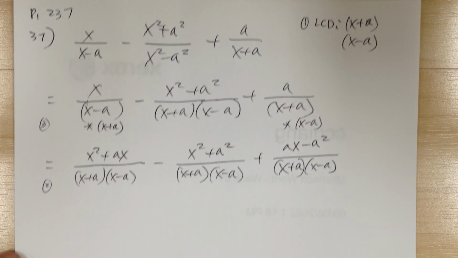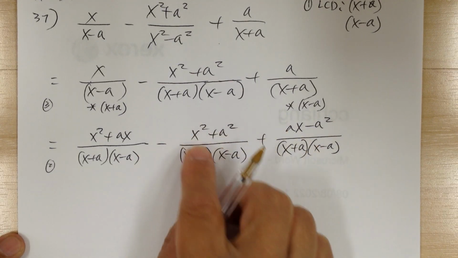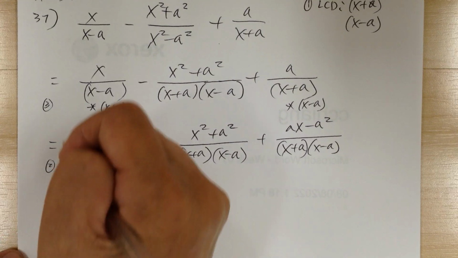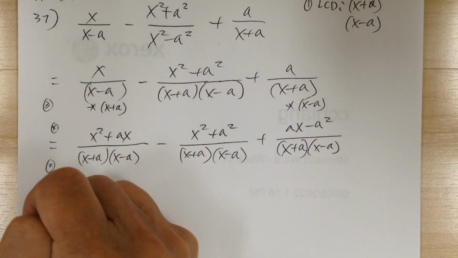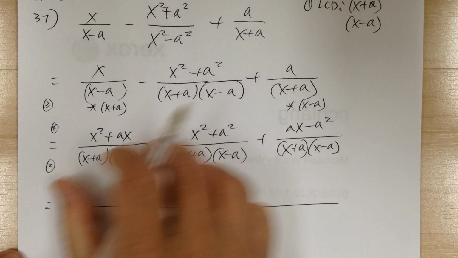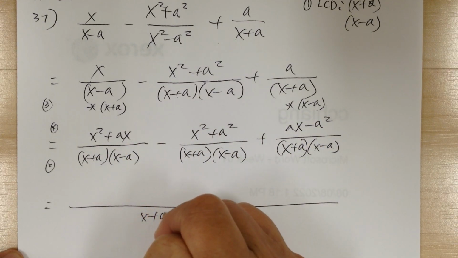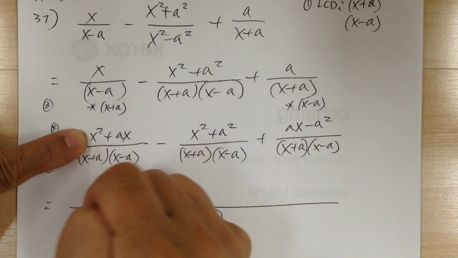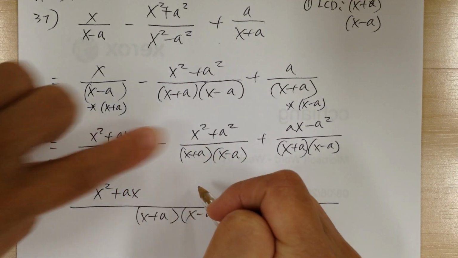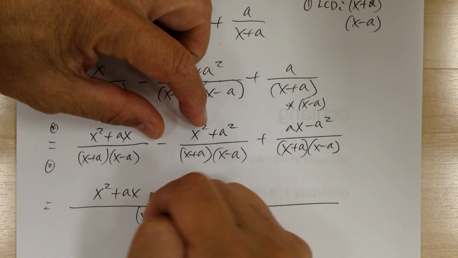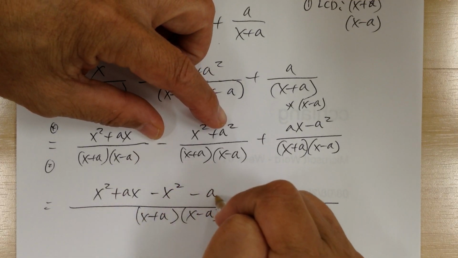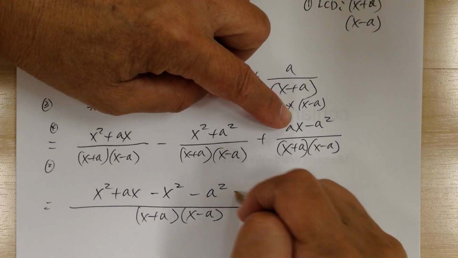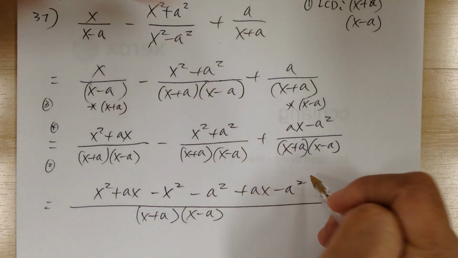Now you're going to put everything together, but you have to be careful with the subtraction. You have to distribute. So this is step 4. Now do step 5. Now you can put all these things together as one fraction. Then again you want to change the sign on these. This is subtraction, so it would be minus x squared minus a squared. Again, when there's a subtraction, do one extra step. So plus ax minus a squared.